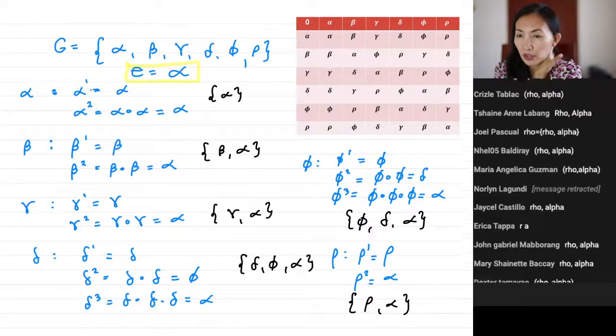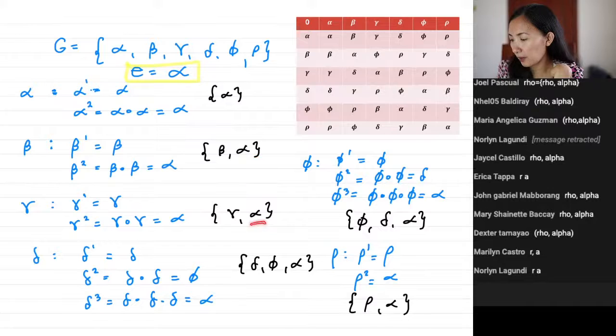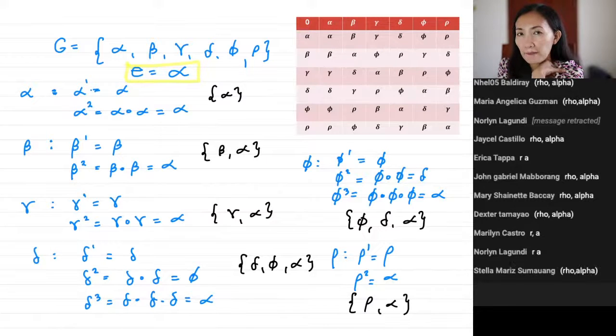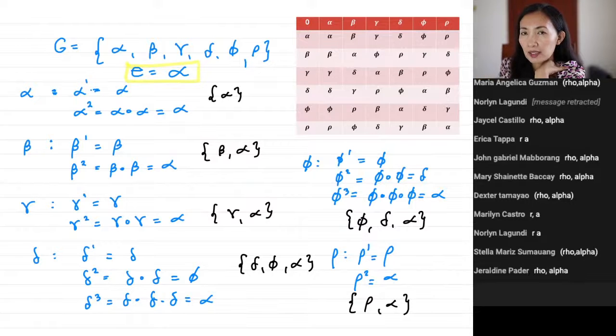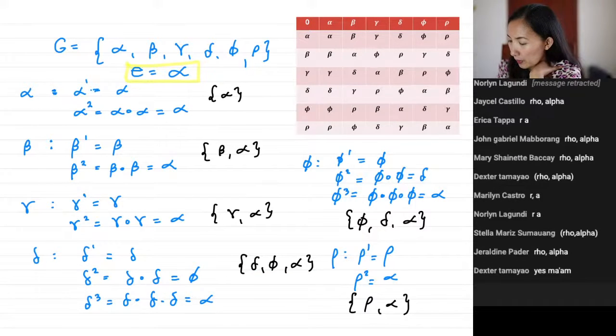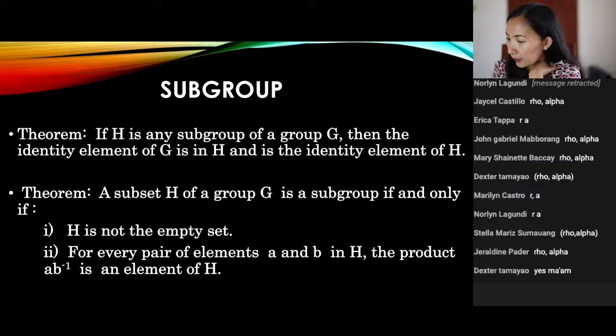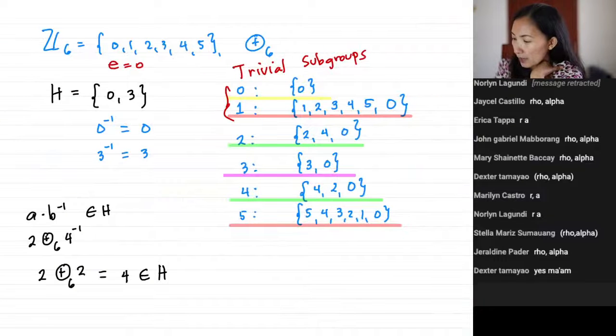Are they really subgroups? Let's check. The identity element of the group must be in H. We can see the identity element in each of them. And if you take any two elements of the subgroup, A times the inverse of the second element must be in H. Let's check the second condition: for every pair A, B, A times B inverse should be in H.